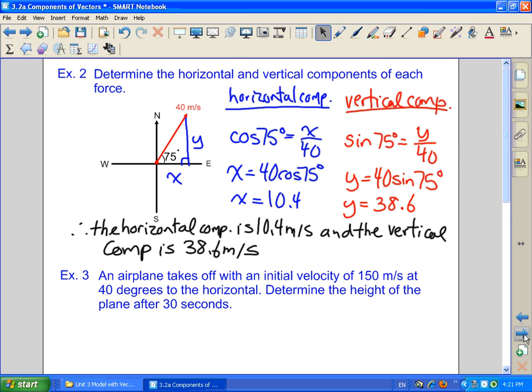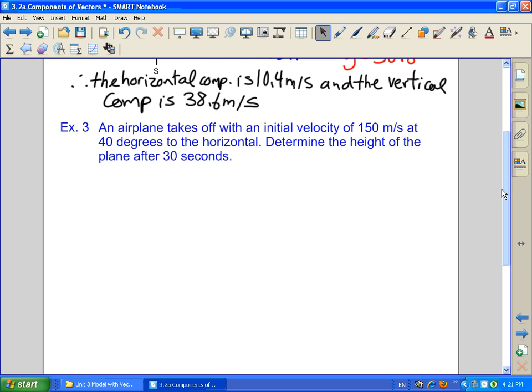Okay, last problem today, gang. Here we go. Number 3, an airplane takes off with an initial velocity of 150 meters per second at 40 degrees from the horizontal. Determine the height of the plane after 30 seconds. All right. So first of all, we got to envision a plane taking off. So pretend that's at start, okay? It says that it's shooting off at 150 meters per second. Okay. It says that it makes a 40 degree angle with the horizontal.